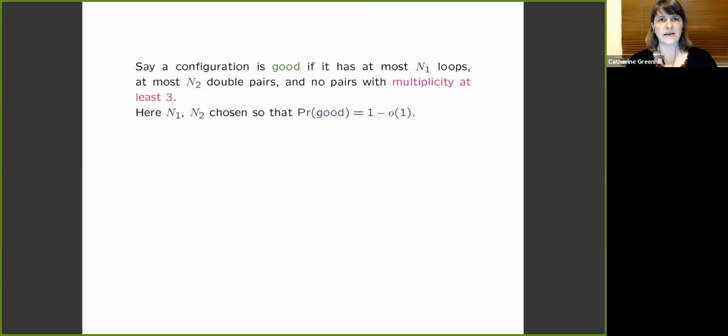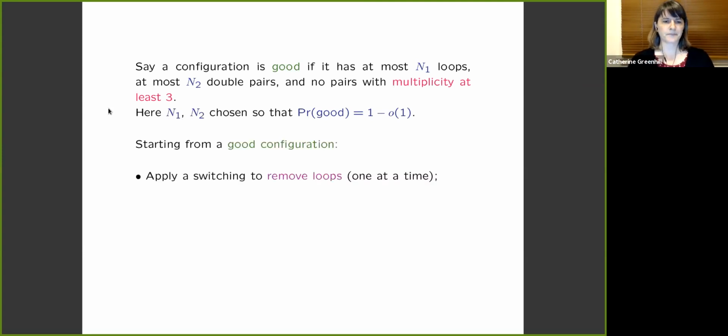We're going to define a set of good configurations, always with the given degree sequence. We say that a configuration is good if it has not too many loops, not too many double pairs, and maybe, let's say, no pairs with multiplicity 3 or above. You choose these cutoffs N1 and N2 so the probability that a uniformly chosen configuration is good is close to 1, as close as you want it to be. Usually some constant multiple of the expected number of loops and doubles is roughly what people use.